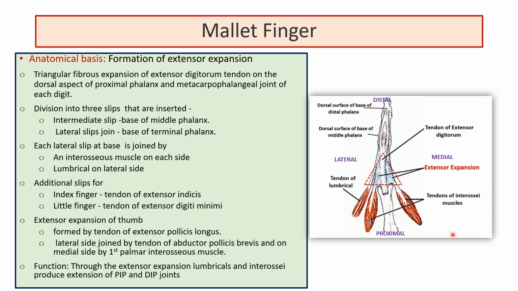This anatomical knowledge is required for you to give the explanation for the position of the finger in a case of mallet finger. Through the medium of the extensor expansion, the lumbricals and interossei are able to act on the interphalangeal joints. Thereby, they produce the extension movement at these joints.